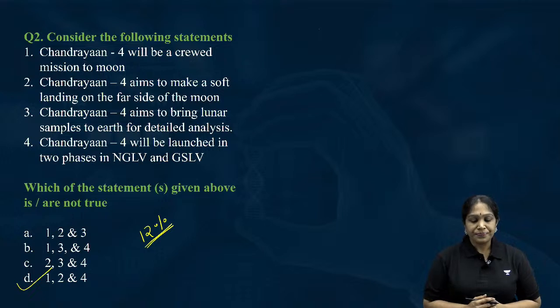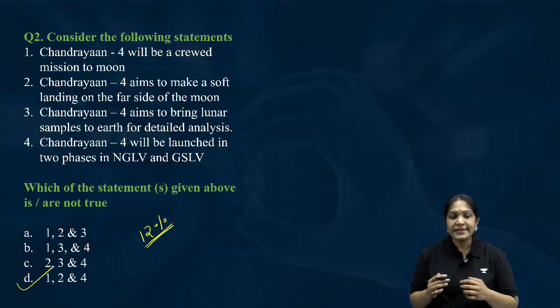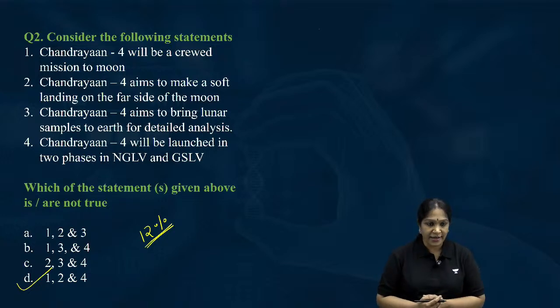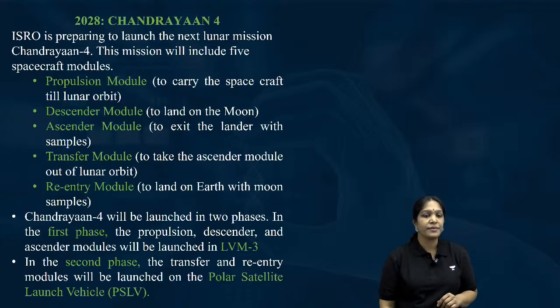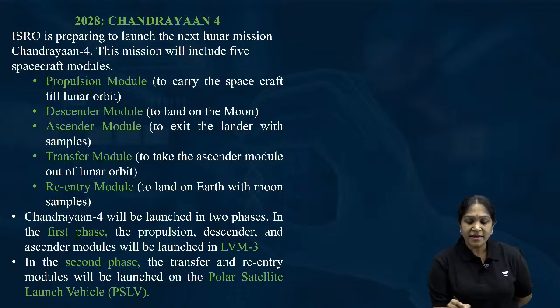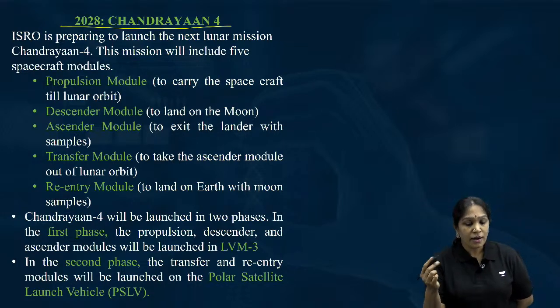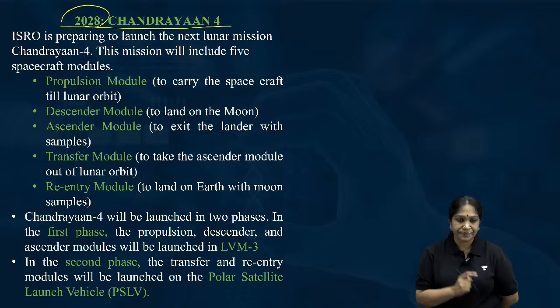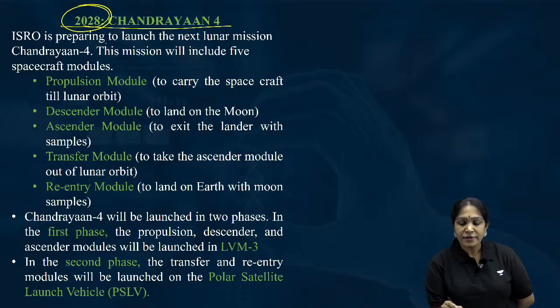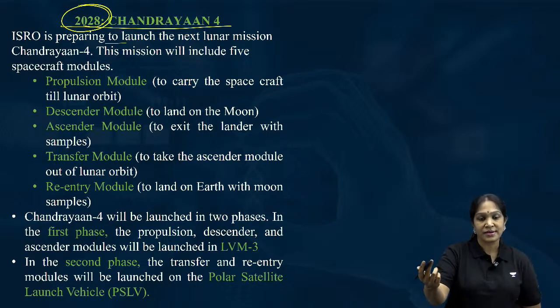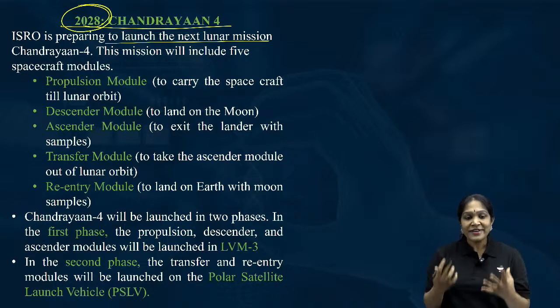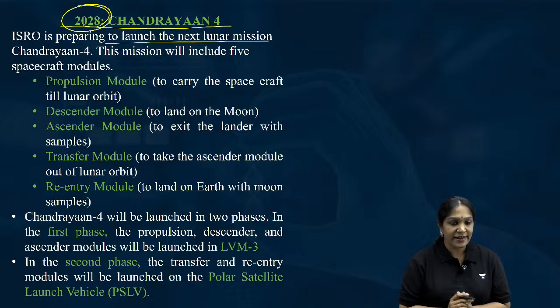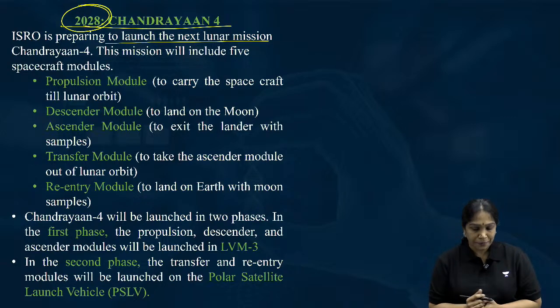Okay. Now, consider the following statements. The right answer is 1, 2 and 4. Let us first try to understand what is Chandrayaan 4 and then we'll come back to the question. Okay. Chandrayaan 4. Expected launch 2028. ISRO is preparing to launch the next lunar mission with the motivation we got from the success of Chandrayaan 3.